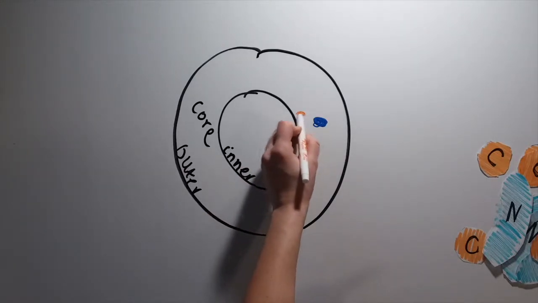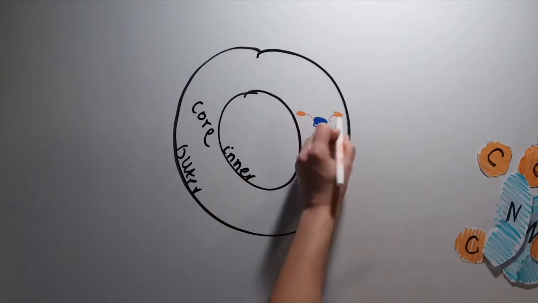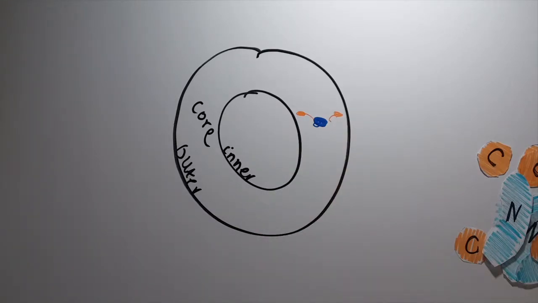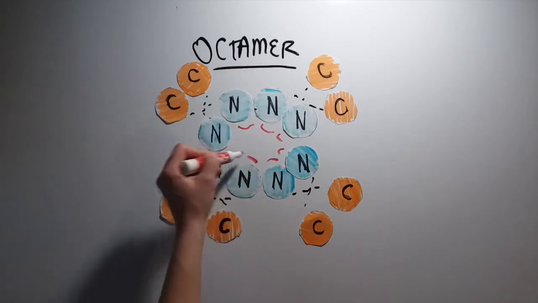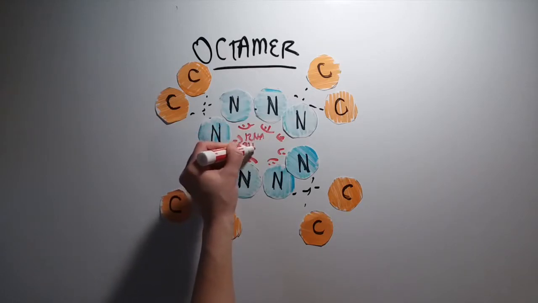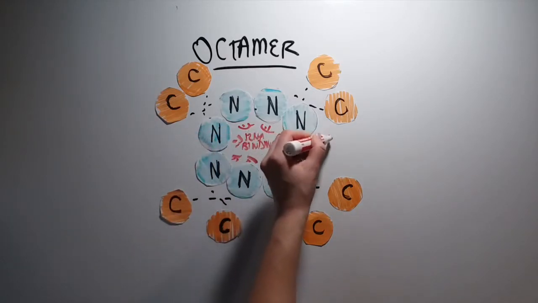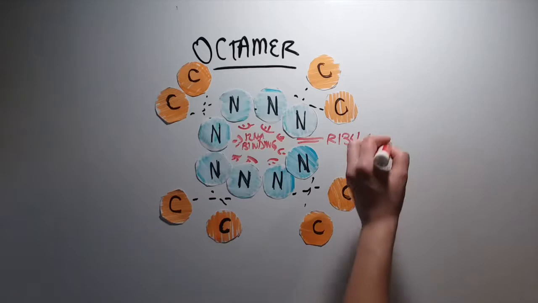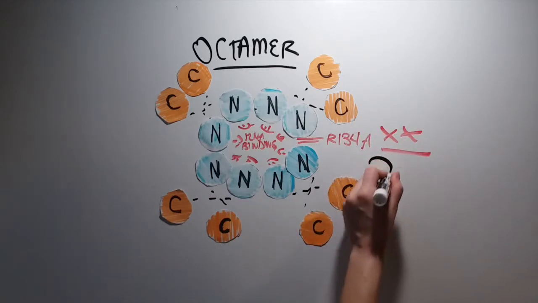For the octamer, the residue arginine 134 was known to be important for the RNA binding and ring assembly of VP40 in the octameric form. This residue was mutated to an alanine. The result of this mutation showed that the virus can still bud and assemble the matrix, but it is actually a lethal mutation. How is this possible?